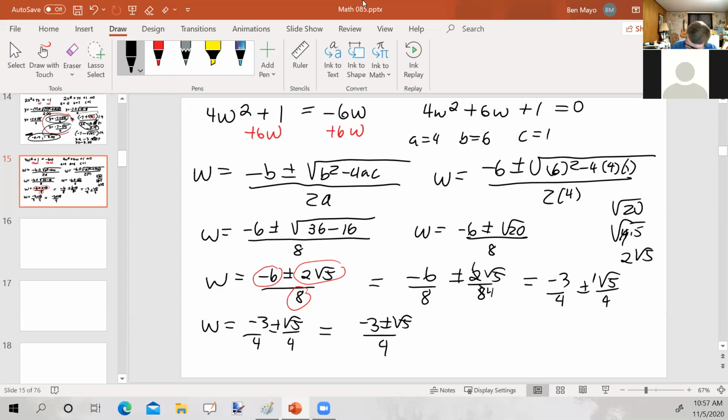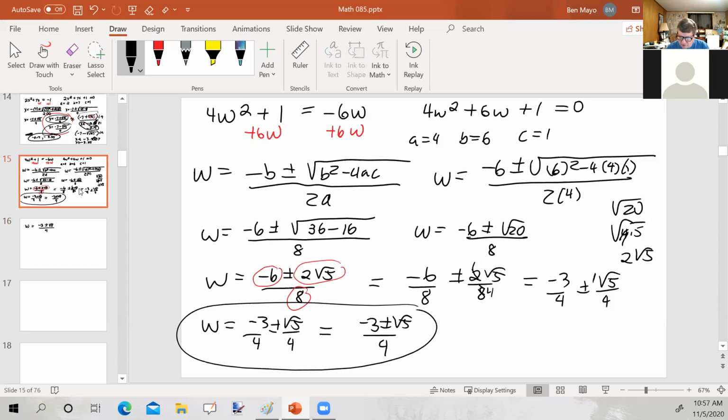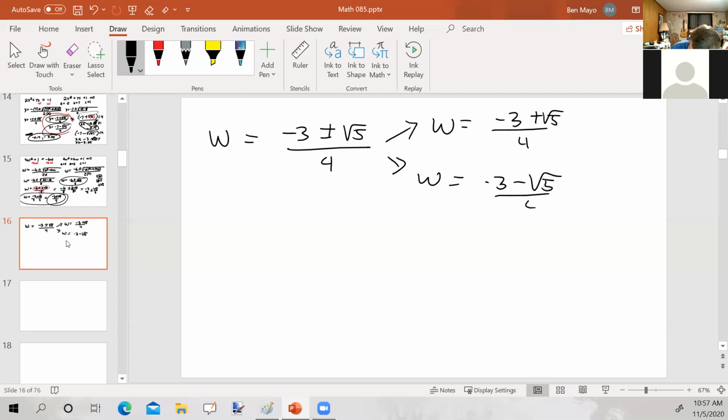Now, I'm going to take that and write that on the next page. W equals -3 plus or minus the square root of 5 over 4. Before we go on, any question how I got from here down to there? Okay, so now we're going to split this up, and we'd have W equals -3 plus the square root of 5 over 4. W equals -3 minus the square root of 5 over 4.